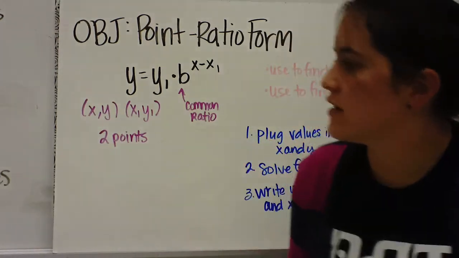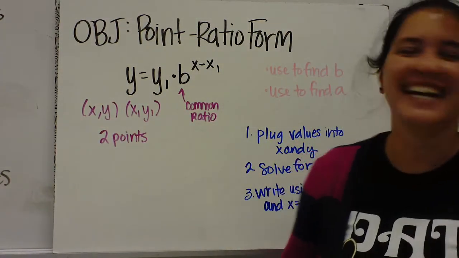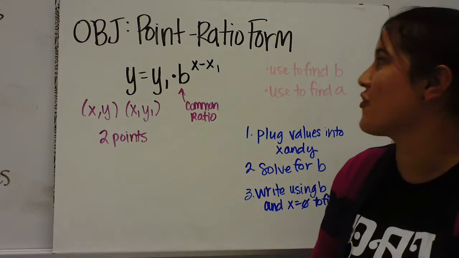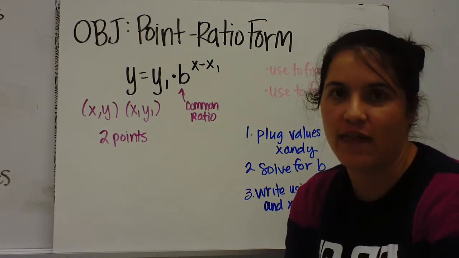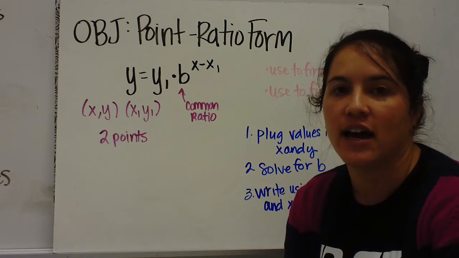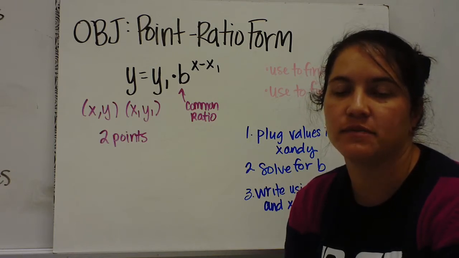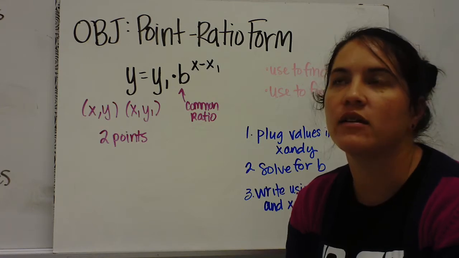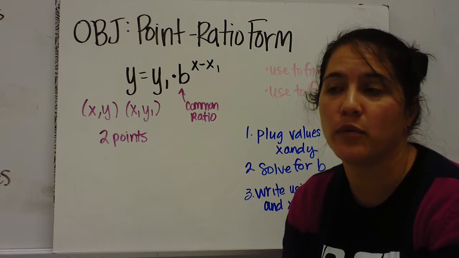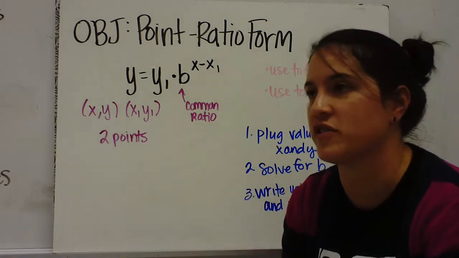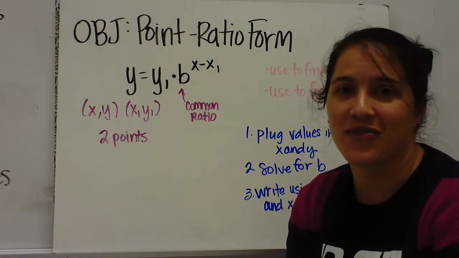Today's objective is point ratio form. Maybe you've heard of point slope form before, when you have 2 points and you use those 2 points to find the slope, or you can use a point and the slope to find the equation of a line. Anyways, point ratio form is a little similar.